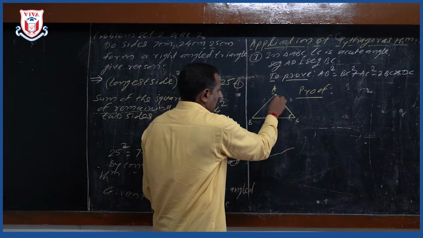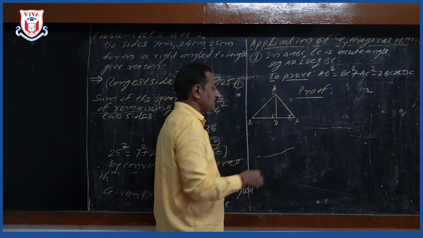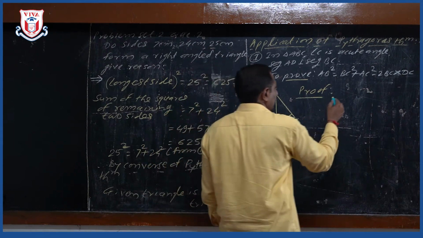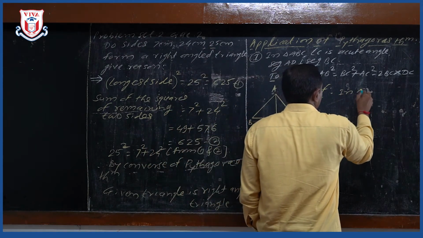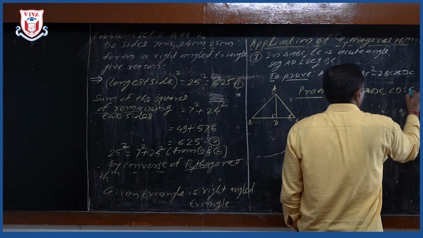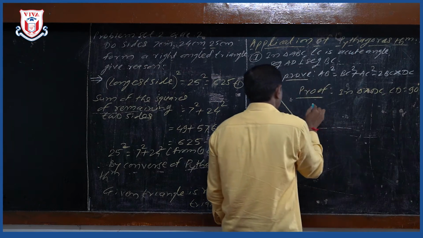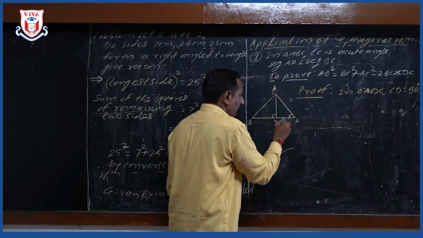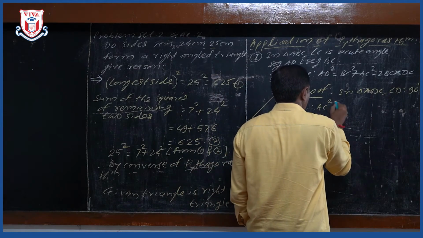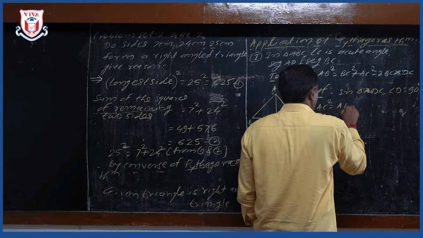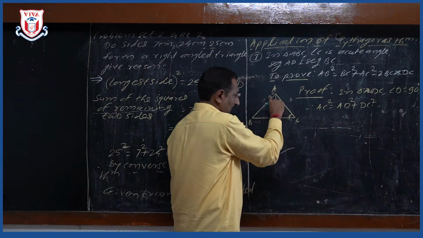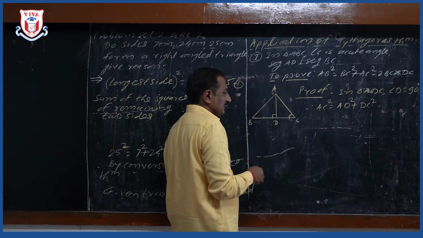First, in triangle ADC, if you observe, this angle D is equal to 90 degrees. Hence, I write here in triangle ADC, angle D is 90 degrees. Therefore, use here Pythagoras theorem. AC square is equal to AD square plus DC square.